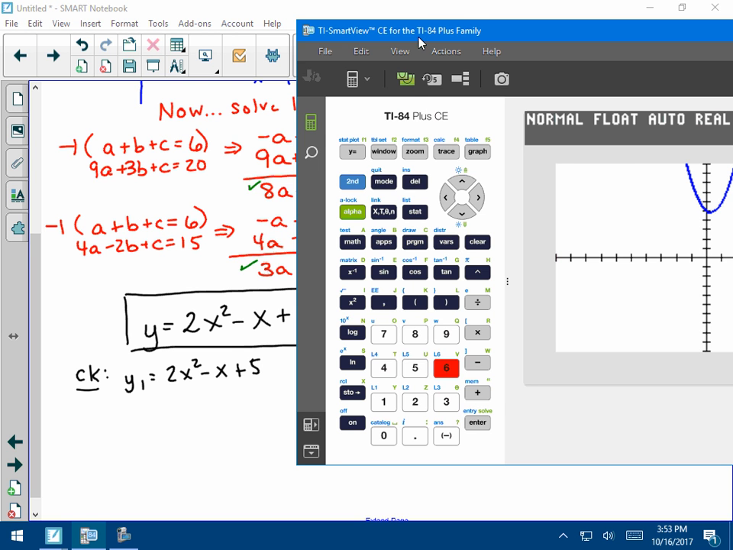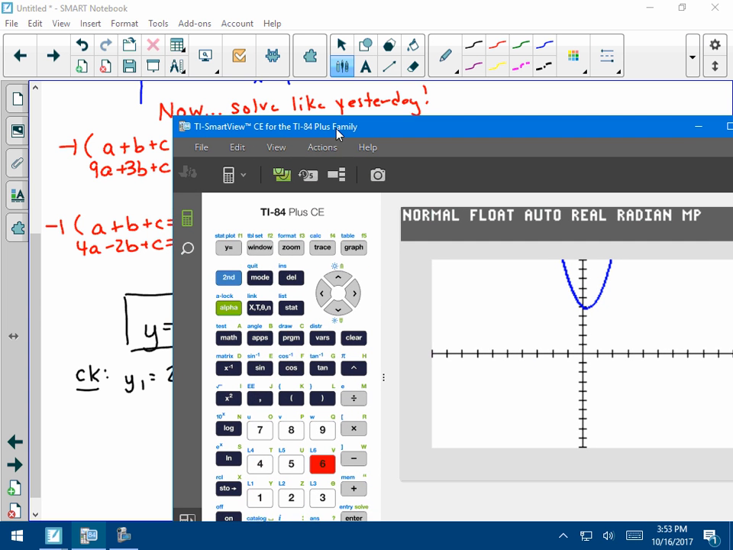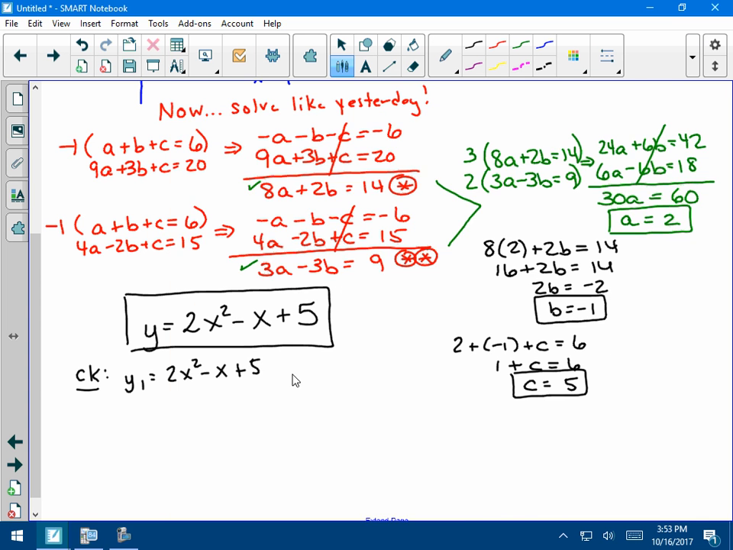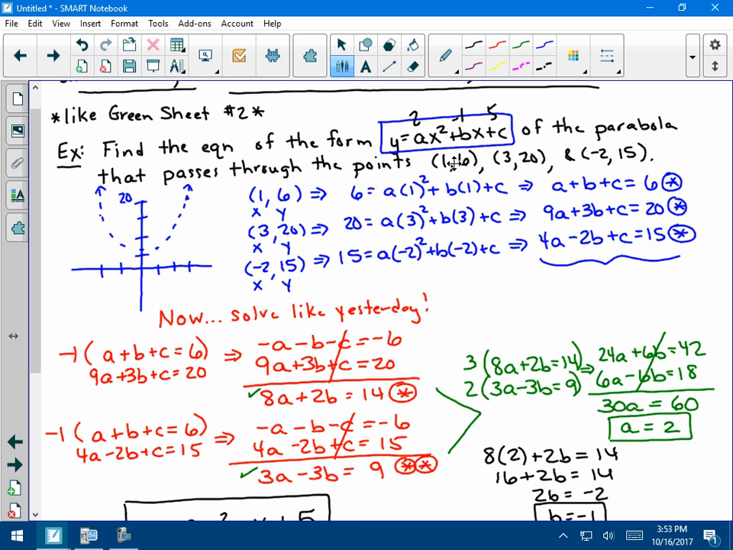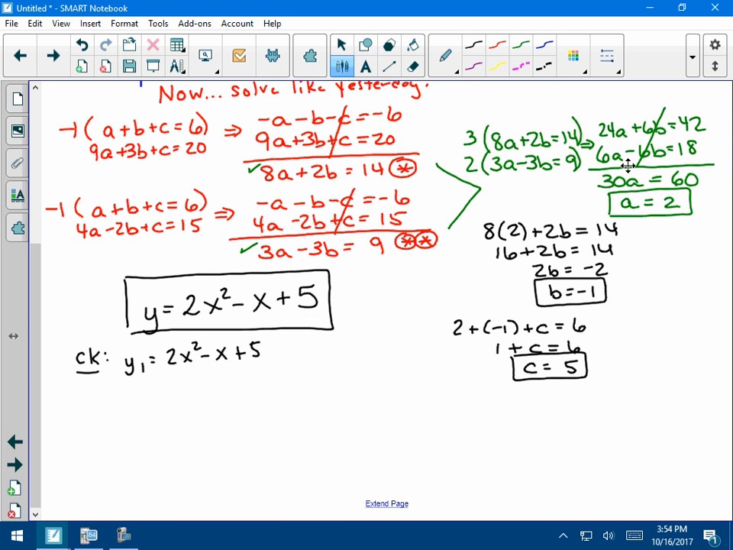There's a couple ways I can do that. I can hit trace and type any x value I want. So let's see what x values I actually wanted. I wanted 1, 3, and negative 2. So I'm going to hit the trace key. Type 1, see if I get 6. Then type 3, see if I get 20. And type negative 2, see if I get 15.